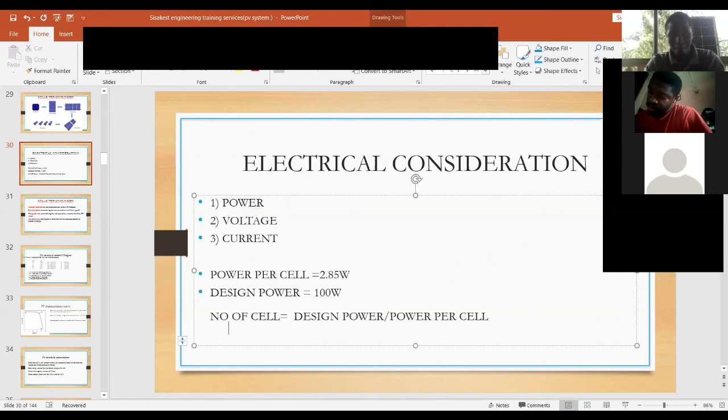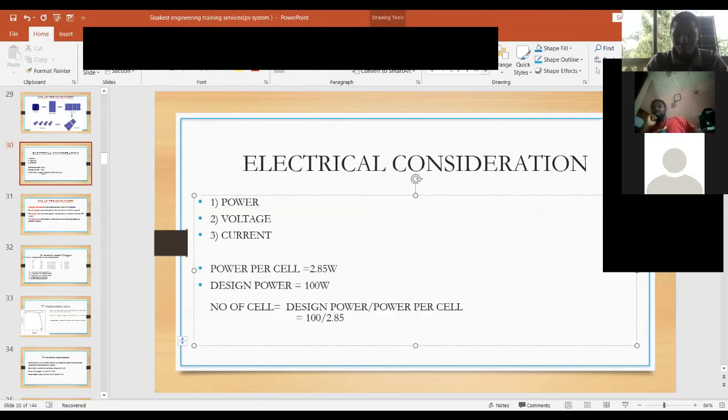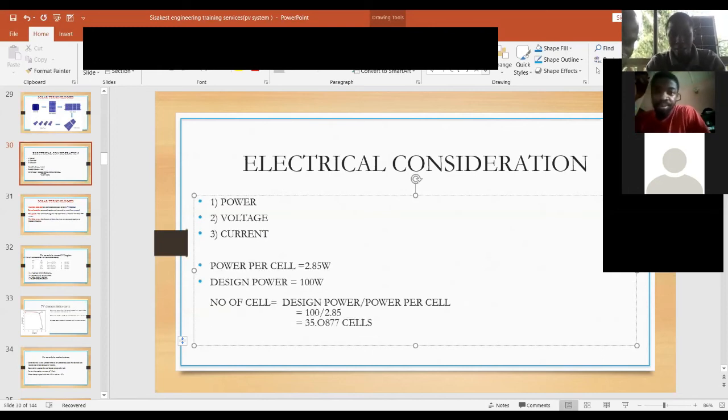So this would be 100 divided by 2.85. That gives 35.087. So we get this equal to 35.087. Now, this is more better than cells. Our unit now is what? So it's more better that we say that we are going to use 36 cells.